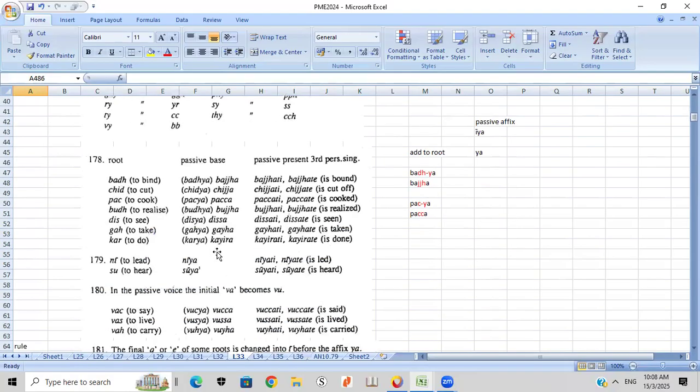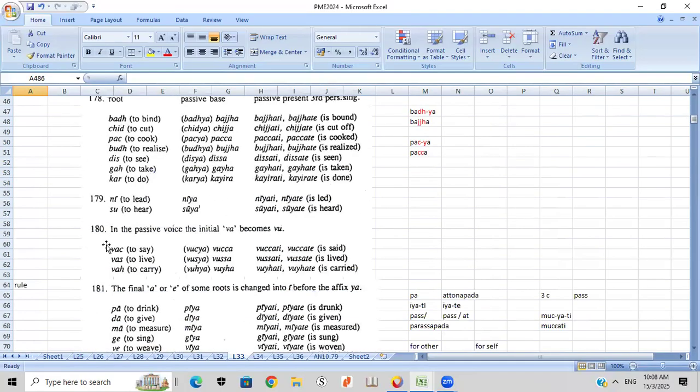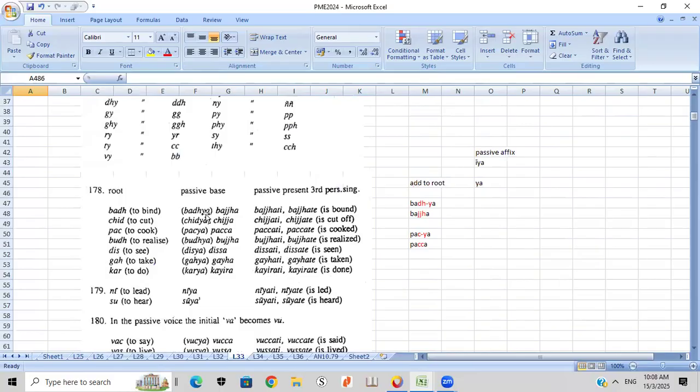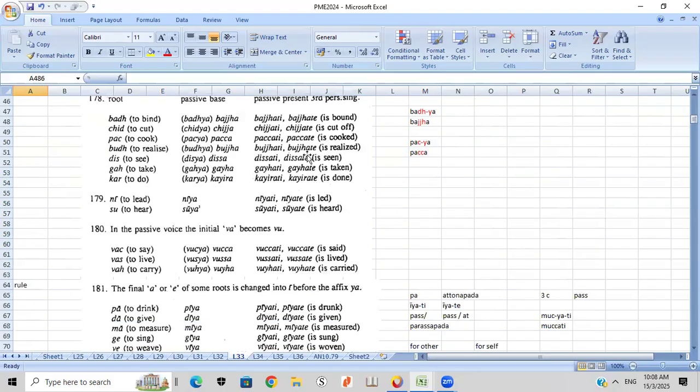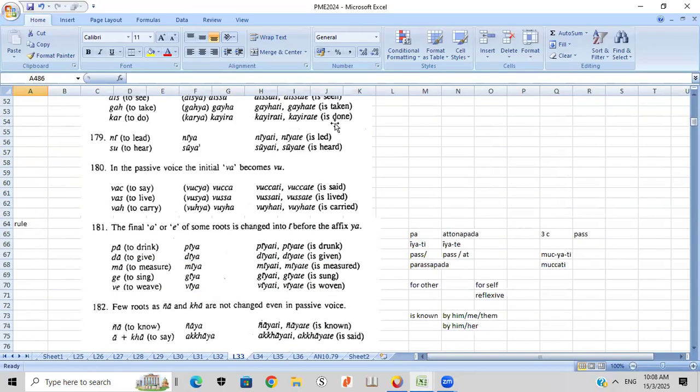You see the DH here, the DH plus a ya. Can you see DH plus a ya? DHY. Can you see this is DHY? So it becomes DDH. This is the rule. So that means when it's added to the root, it will take this type of form. So you have to remember this. If you don't remember, you just refer back to that. Passive is a bit hard to see when it's added to the root.